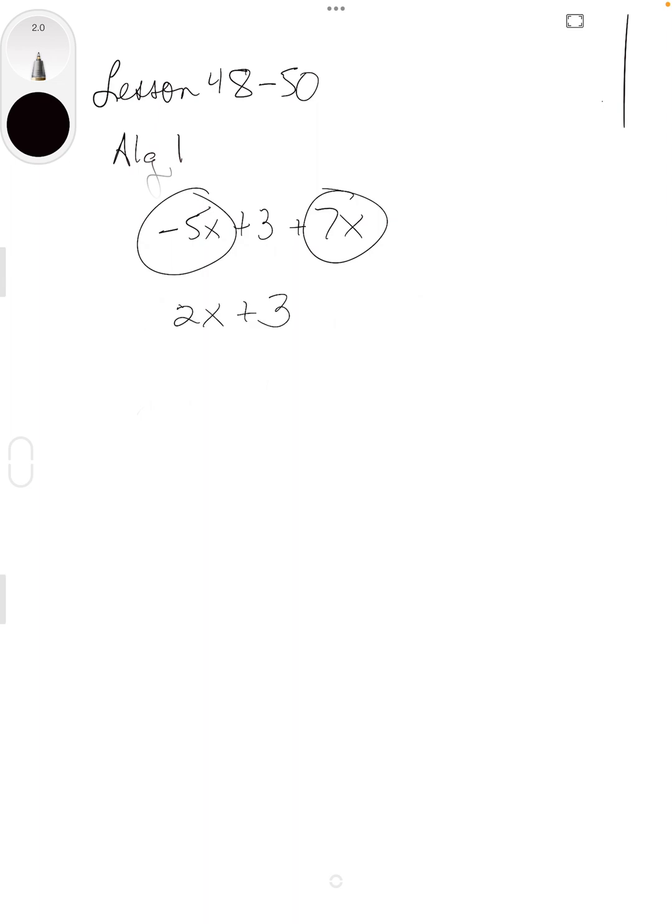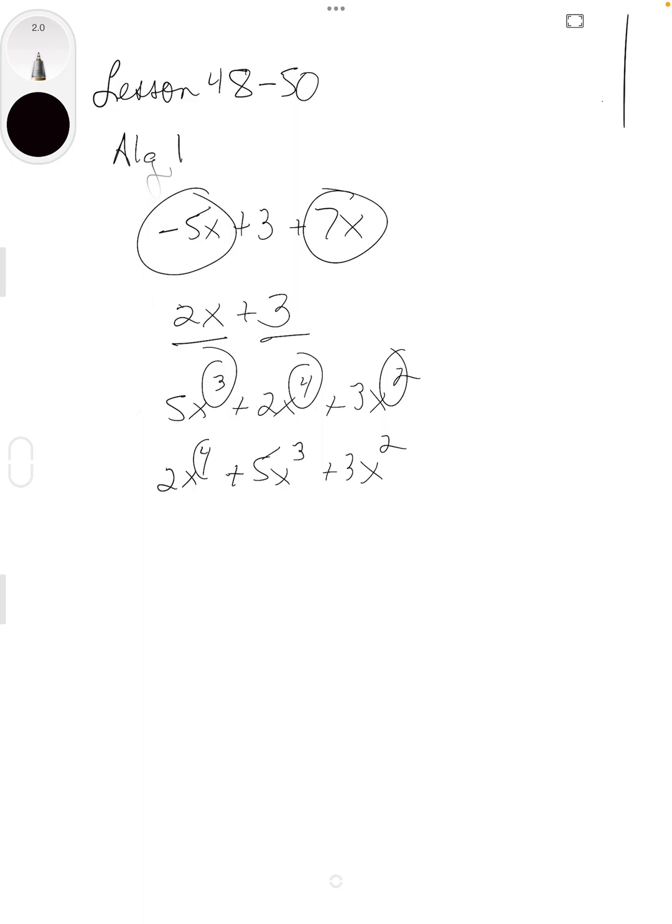And normally when we write polynomials, we write them with the x's and the numbers in this order. So if I have something like 5x to the third plus 2x to the fourth plus 3x squared, that's not typical. I would normally put the 2x to the fourth first, the 5x to the third second, and the 3x to the second third. That's what we call in order of decreasing exponents. These are exponents. This is in order of them decreasing. So that's how we would typically write polynomials.